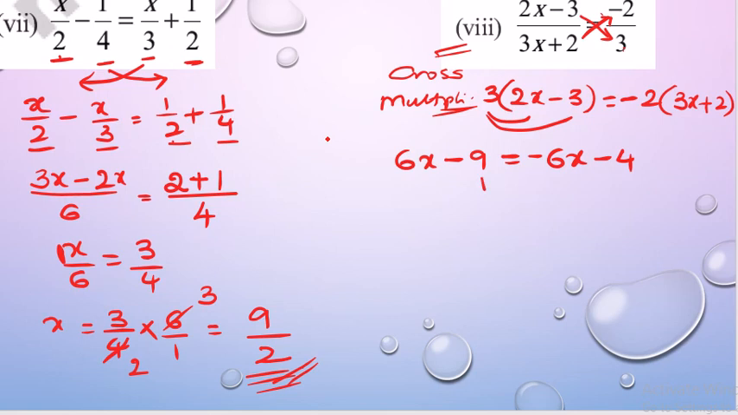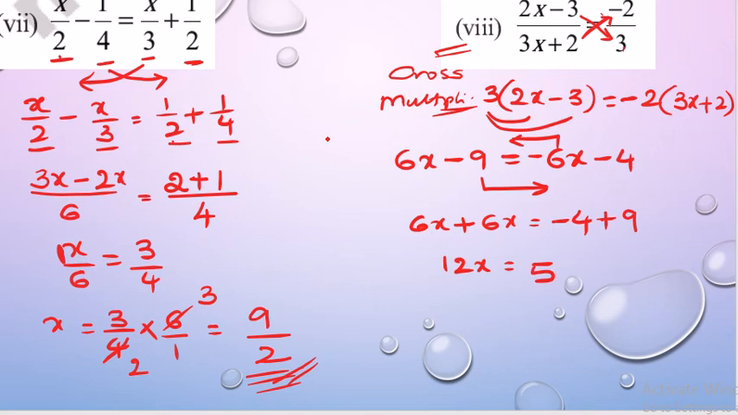Now here also we need to transpose the like terms to one side. So from this I am going to get minus of minus 6x becomes plus 6x, is equal to, already on the right hand side minus 4 is there, and this minus 9 becomes plus 9. So 6x plus 6x is nothing but 12x, is equal to 9 minus 4, which is 5. So from this x is equal to 5 divided by 12. So the value of x is 5 by 12. Okay, so this is the problem related to cross multiplication.